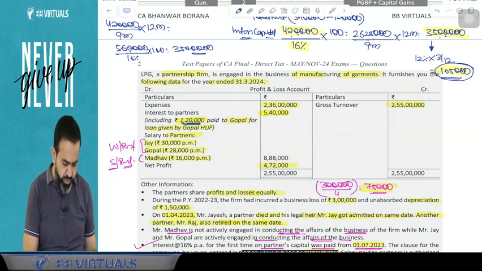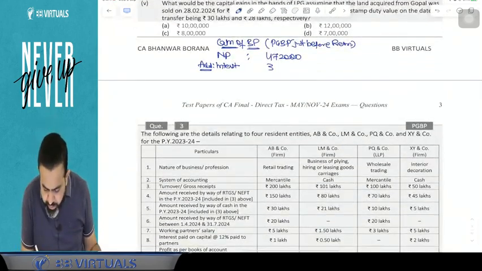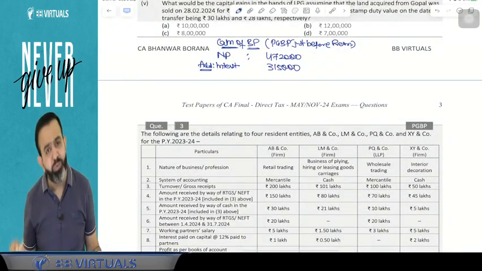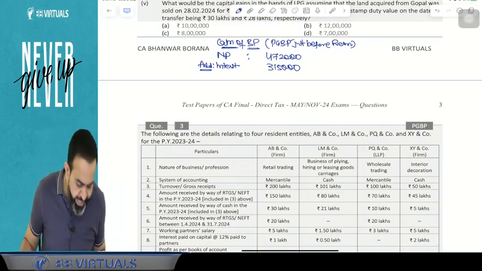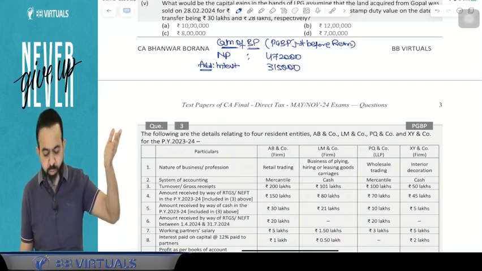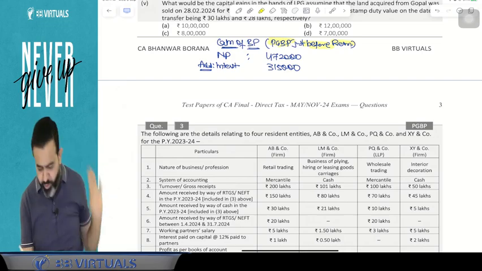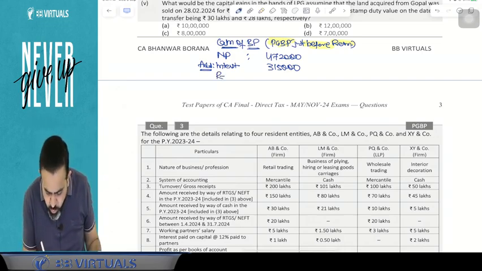So 2,25,000 is allowed, it means 3,15,000 has to be disallowed. So what I will do here, 3,15,000 interest is disallowed. Now guys, also add back the total remuneration, because you have to calculate the PGBP income just before the remuneration. So here add back the total remuneration.